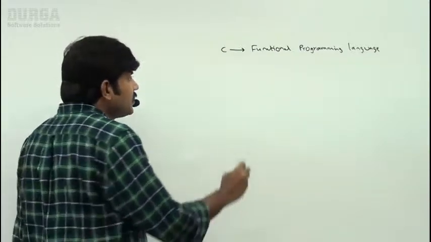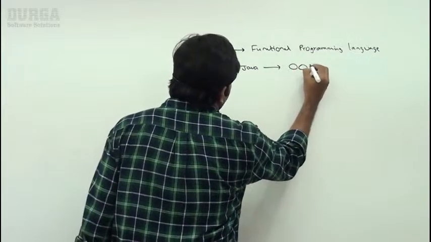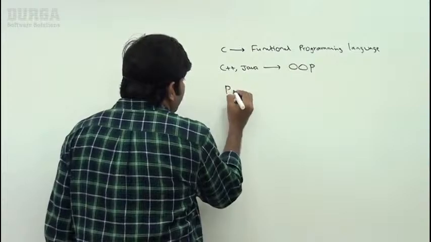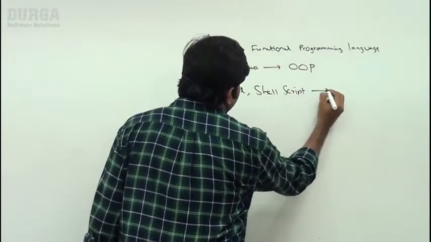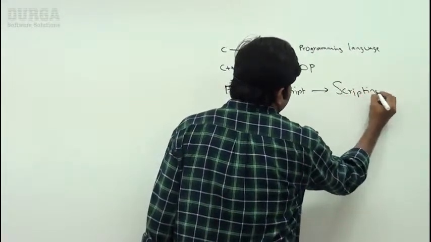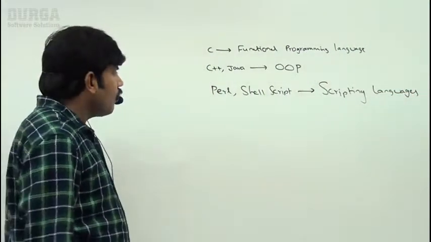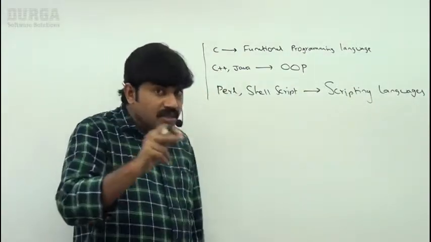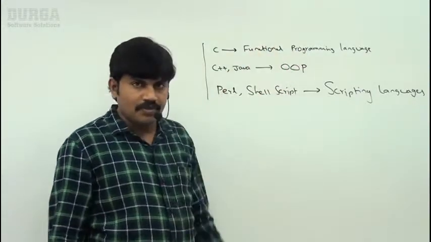If you consider C++ and Java, these are object-oriented programming languages. If you go for Perl and Shell script, these languages are scripting languages. Are you getting it? These are scripting languages, right? C is missing the benefits of object orientation because it is a functional programming language.